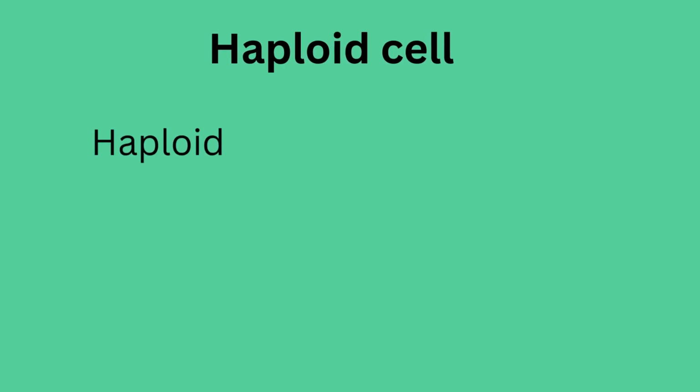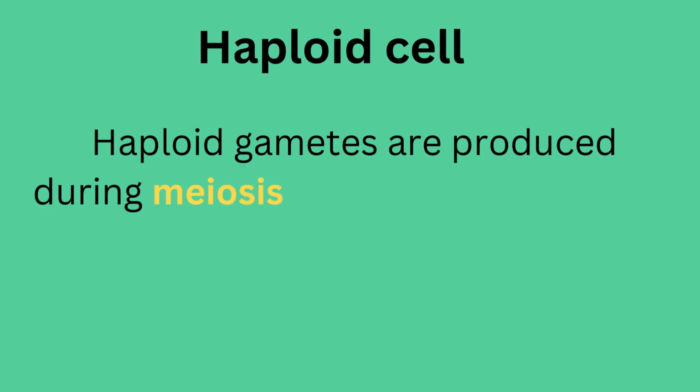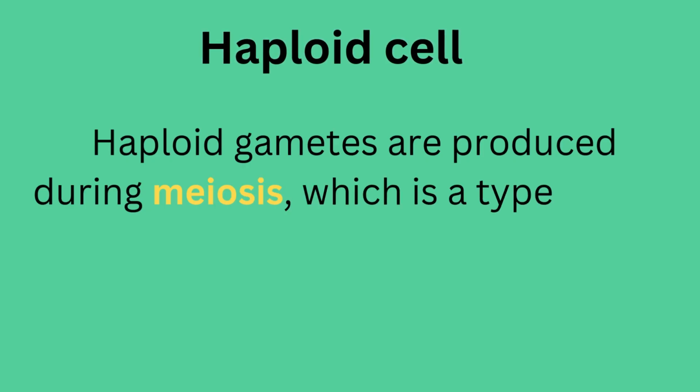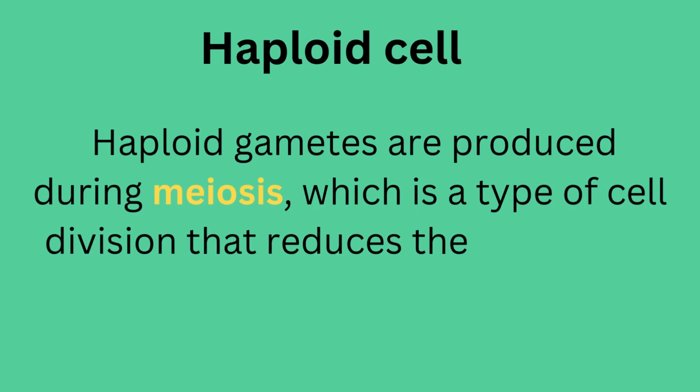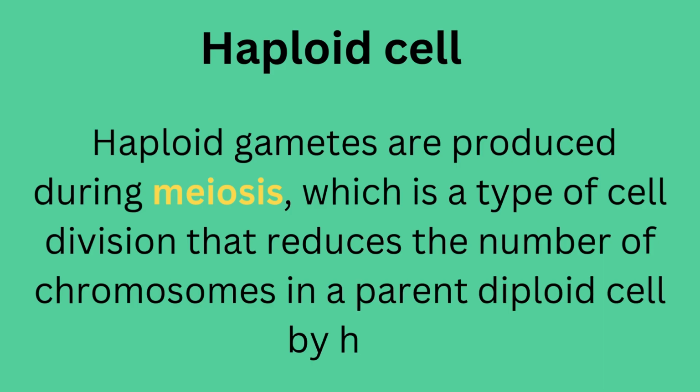The haploid cells of gametes are produced during meiosis, which is a type of cell division that reduces the number of chromosomes in a parent diploid cell by half. It occurs during sexual reproduction. Being haploid means they contain only one set of chromosomes.